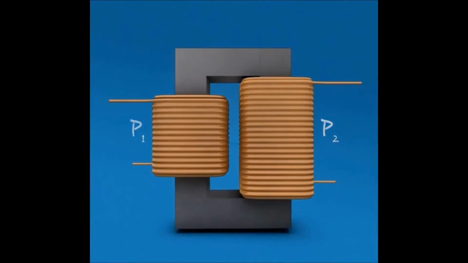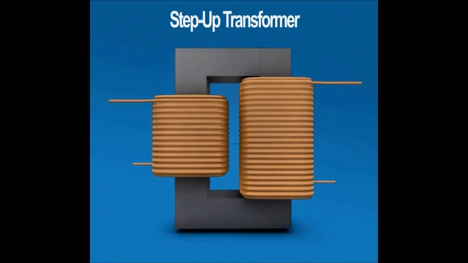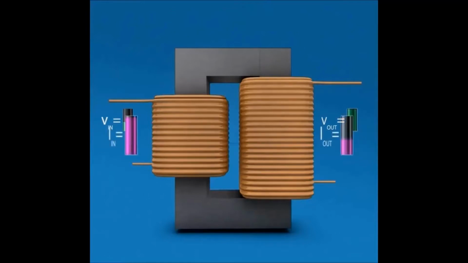As you can see here, in this case, the coil on the left side, or we can call it the primary coil, has a lesser number of turns than the coil on the right side, or we can call it the secondary coil. And the transformer is called a step-up transformer. In this case, the voltage induced on the secondary coil, V out, is higher than the voltage applied, V in, on the primary coil, whereas the current gets reduced as the power has to remain constant.